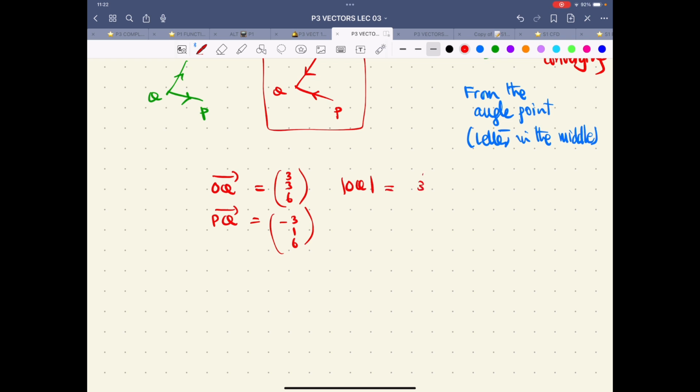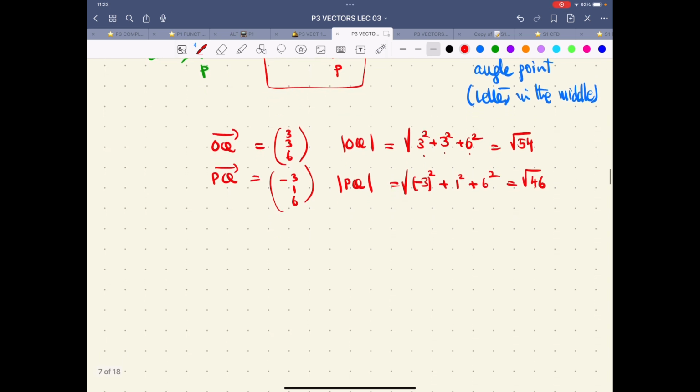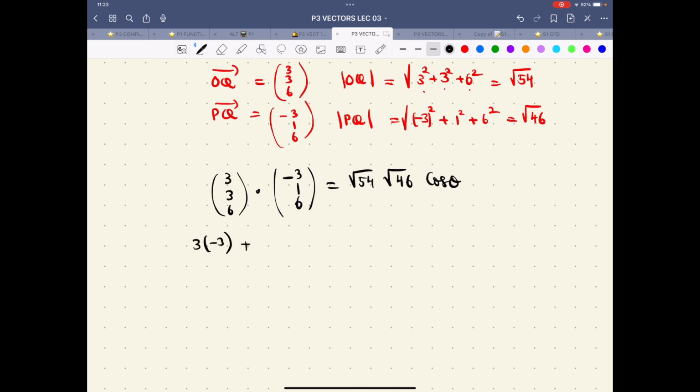Let me also find the magnitude. Magnitude of OQ is 3 squared, 3 squared, and 6 squared under root: 9 and 9 is 18, plus 36, that is 54. So that is square root of 54. Similarly, magnitude of PQ is -3 squared plus 1 squared plus 6 squared, 36 plus 10, that is 46. So I'll write 3, 3, 6 dot product with -3, 1, 6 equals square root of 54 times square root of 46 times cosine of theta. You multiply the i with the i, the j with the j, the k with the k.